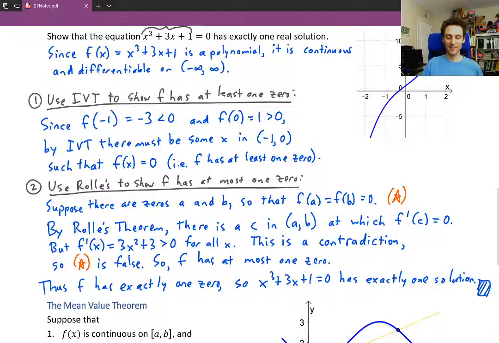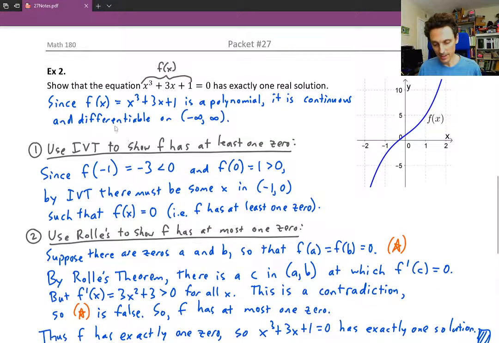There we have it. So just as an overview, for example 2, if we're asked to show that this equation has exactly one real solution, we turn solutions to an equation into zeros of a function, right? Because those two correspond with each other. If you find a zero of a function, that gives you solutions to the related equation. And we set up by writing the conditions of the intermediate value theorem and Rolle's theorem, saying that the function is continuous and differentiable everywhere, so it's going to satisfy the conditions of both theorems.